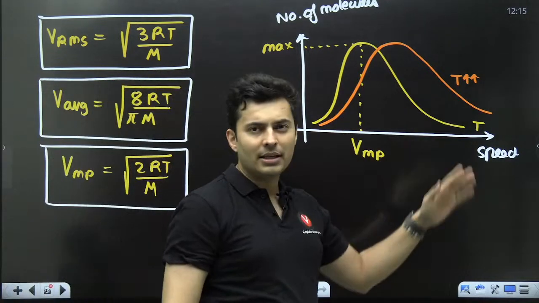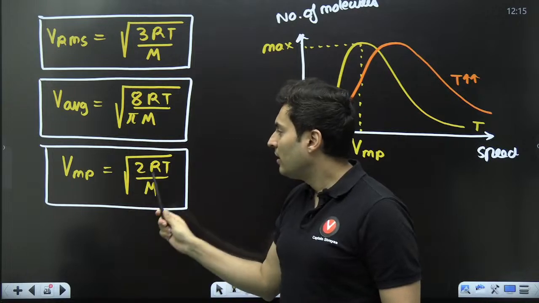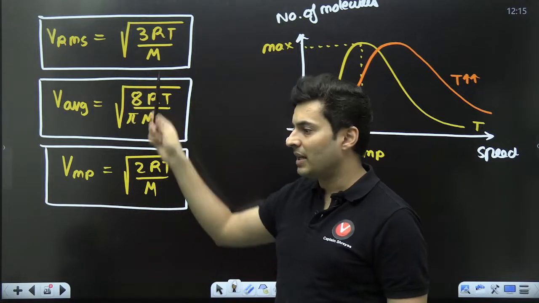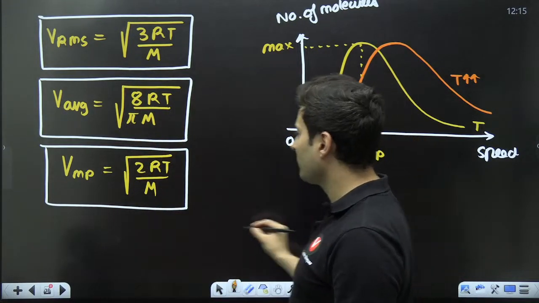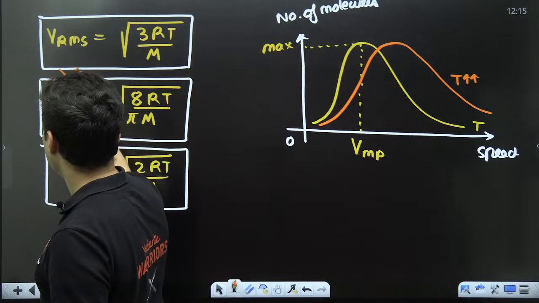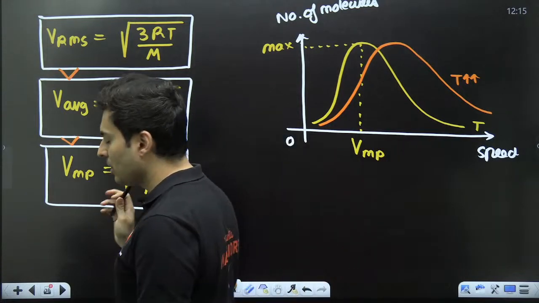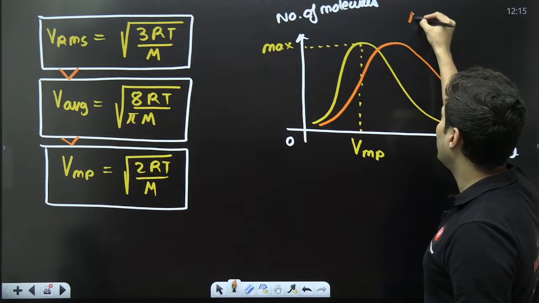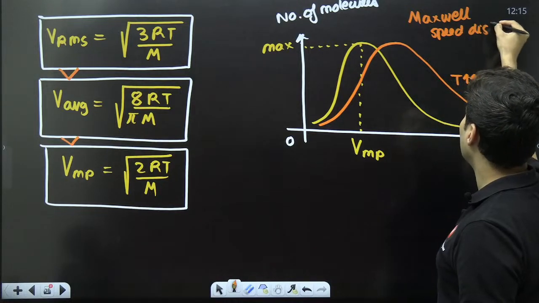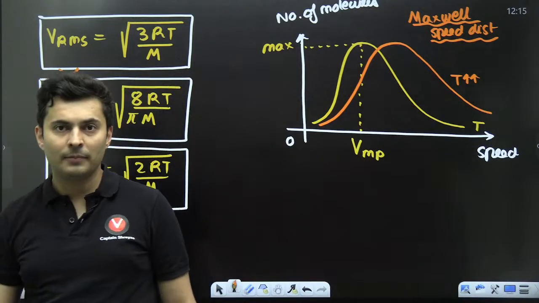This is most probable. Then you will get other speeds on this graph, on this side. You can see the least among them is most probable. Then average is slightly more. Then RMS is slightly higher than that. So if you draw a comparison, most probable is the least, then average is in between, then comes your RMS. RMS is the highest, then average, then most probable. Everybody with me on this? Very good. And this graph is also called the Maxwell speed distribution graph. Keep this in mind. All these things are important.